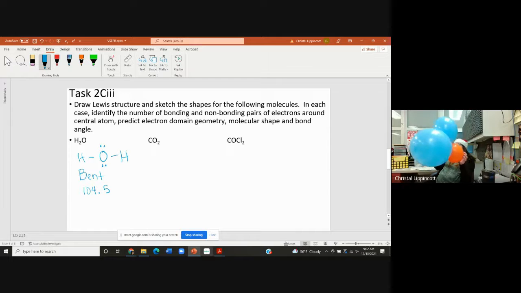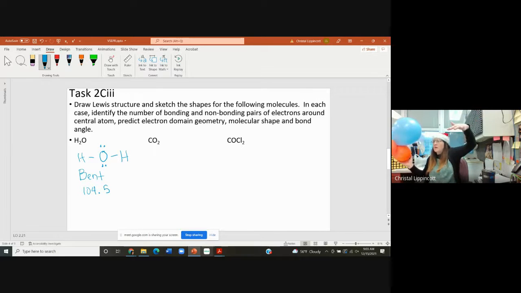So this is what that looks like. These are your 2 bonding atoms here, and these are your 2 lone pairs of electrons. These lone pairs of electrons have more of a force, and they're going to push it down. When you draw it on the board, it looks like it's in one straight line. But in reality, these 2 atoms are getting pushed down.